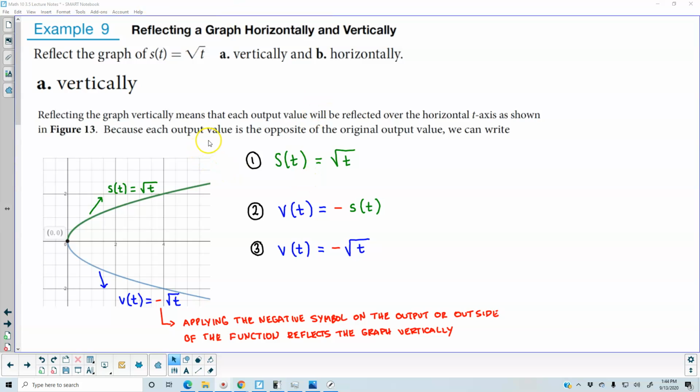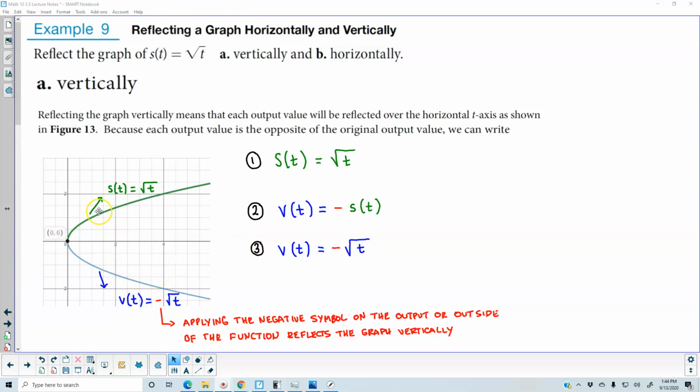Because each output value is the opposite of the original output value, we can write the following. We can say s of t is equal to the square root of t. And then we're going to take a negative value and multiply it by s of t. So therefore, v of t is going to equal negative times the square root of t. Again, you can see where the negative is being applied. It's on the outside of the function, which means that we're going to graph that vertically.